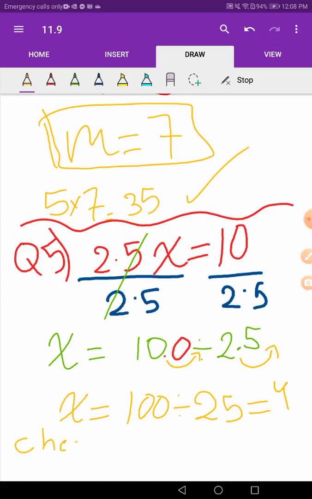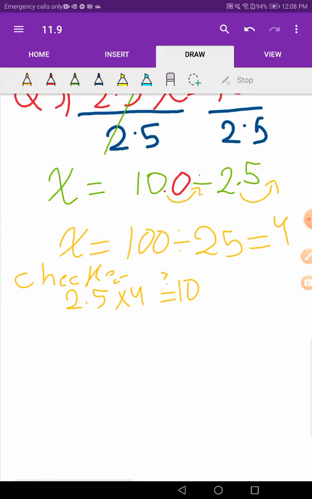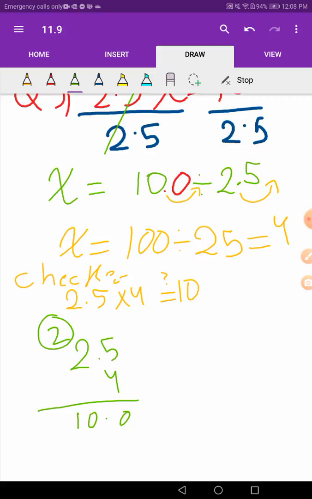Let's check. Is 2.5 times 4 equal to 10? 2.5 times 4. 4 times 5 is 20. We place the decimal point. 4 times 2 is 8 plus 2 is 10. So I got 10 whole, which is correct.